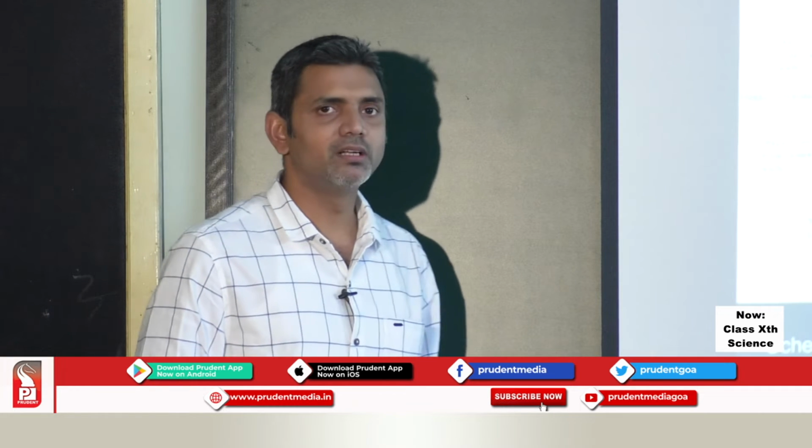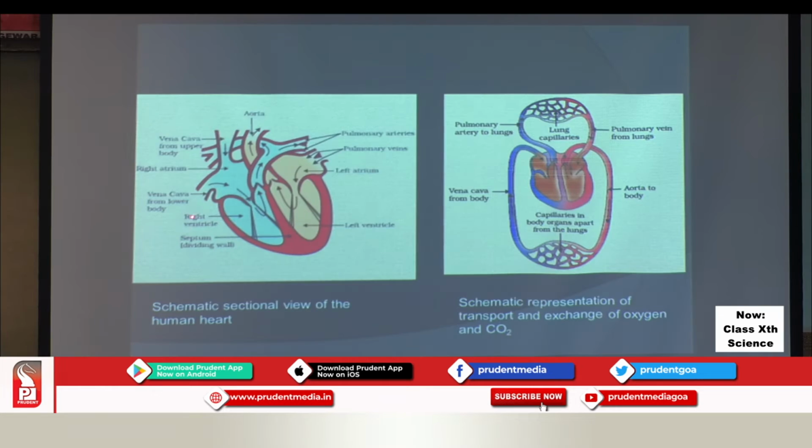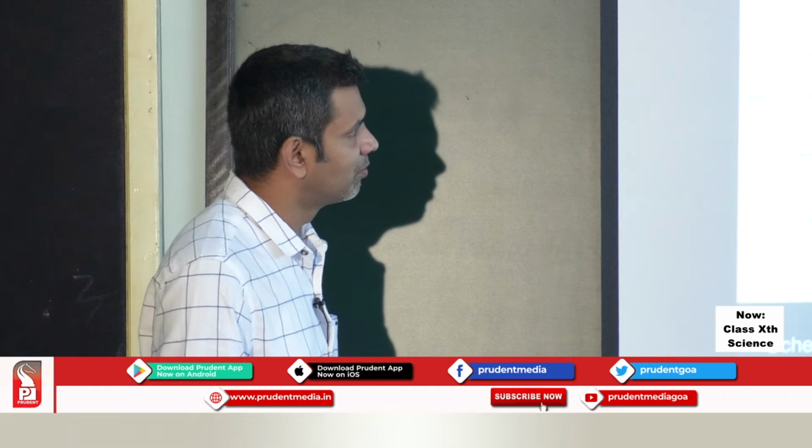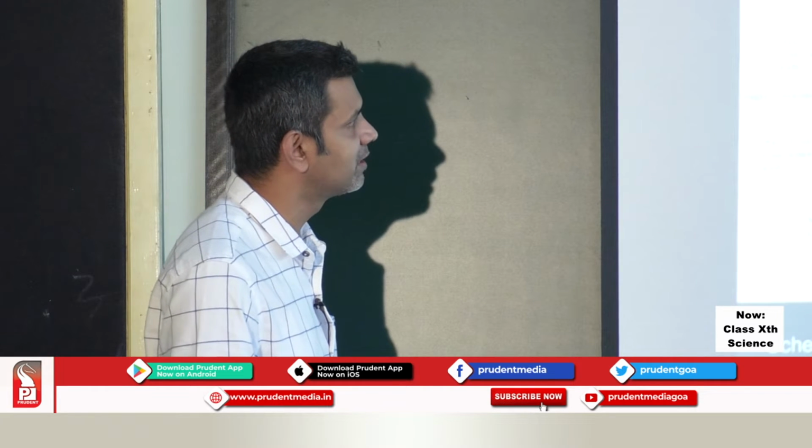Coming back to the deoxygenated blood. Deoxygenated blood will be carried by the vena cava. These are nothing but veins from different parts of our body, and that deoxygenated blood will enter here in the right atrium. This deoxygenated blood comes from the lower part of our body, and this deoxygenated blood comes from the upper part of our body. So, blood which is rich in carbon dioxide enters the right atrium.